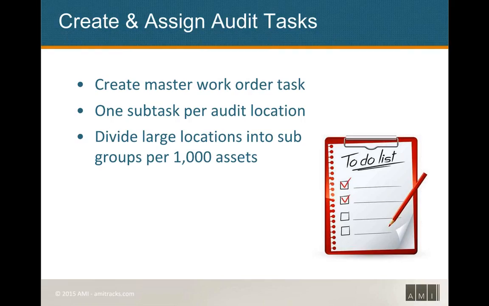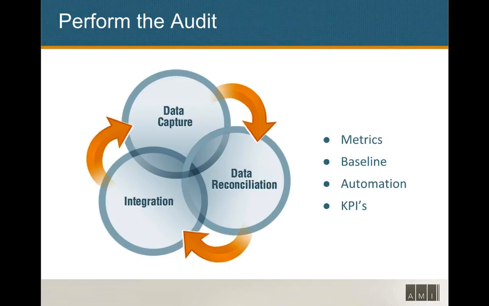If you're auditing a data center and you're using RFID technology, you can increase that because it's relatively easy for a single person to capture data center assets with RFID. They can capture way more than 1,000. But as a rule of thumb, we use that 1,000 assets as a starting estimate in terms of how much to divide larger locations. So now, performing the actual audit, there are three key functions.